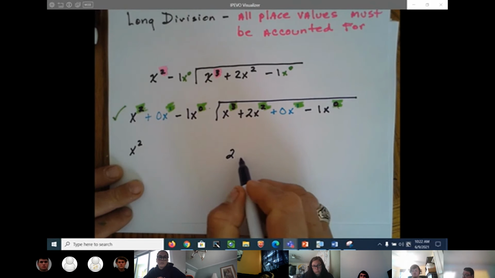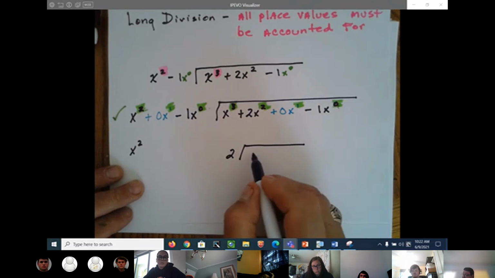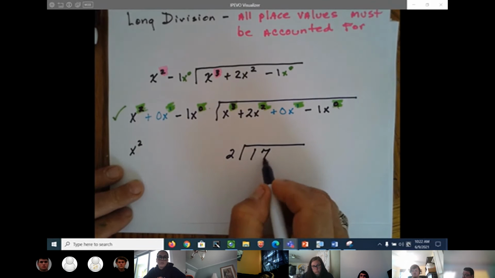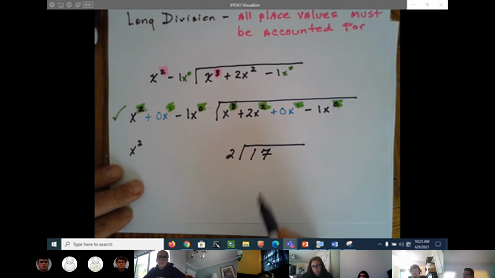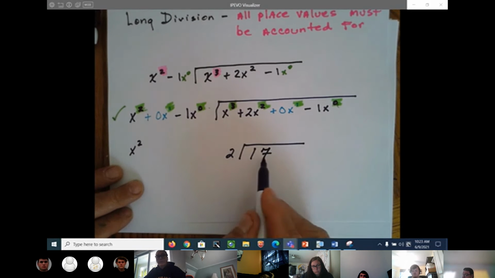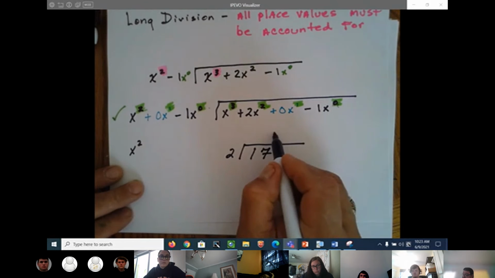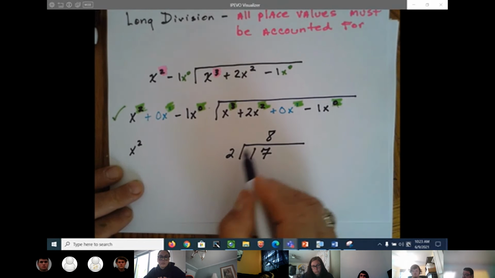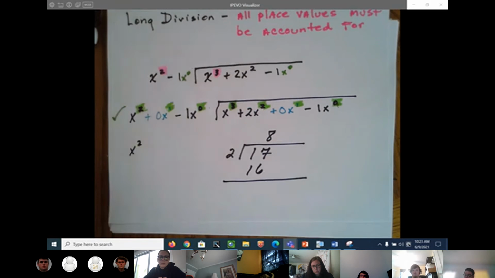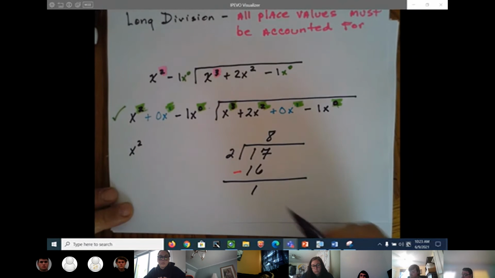2 will go into 17. Now, 2 will not go into 1, so you skip it. 2 will go into 17 8 times. 8 times 2 is 16. What do we always do right here? We always what? Subtract. You always subtract. That leaves us a 1.